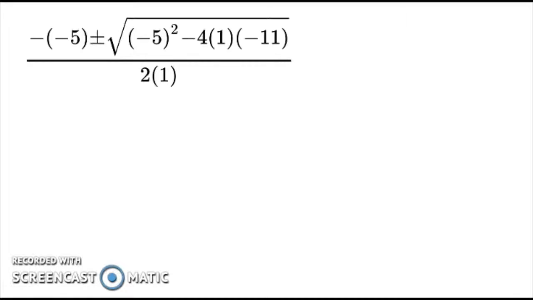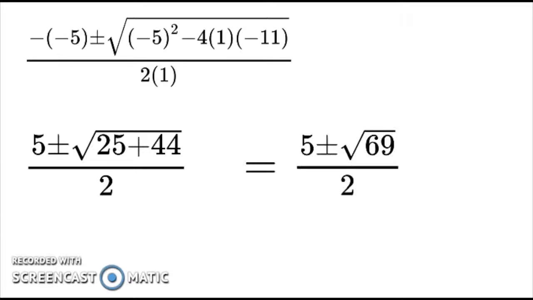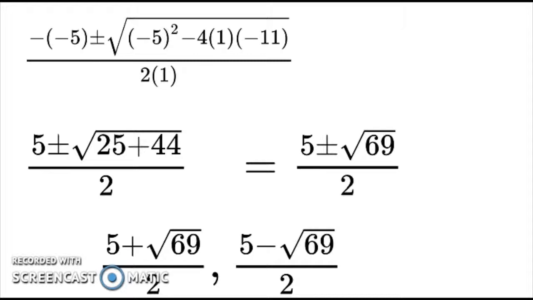So I'm going to have 5 plus or minus the square root of 25 plus 44 all over 2, because 2 times 1 is 2. 25 plus 44 is 69, so I have 5 plus or minus the square root of 69, which I can split apart into two answers, which are (5 plus root 69) over 2 and (5 minus root 69) over 2. And those will be my answers.